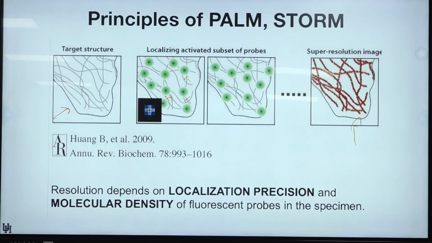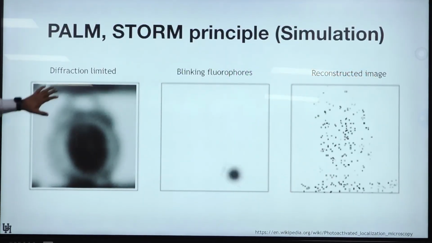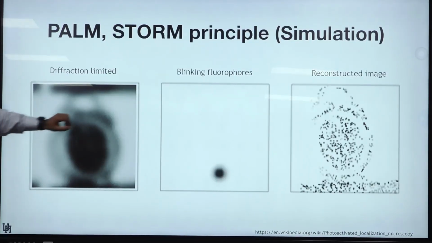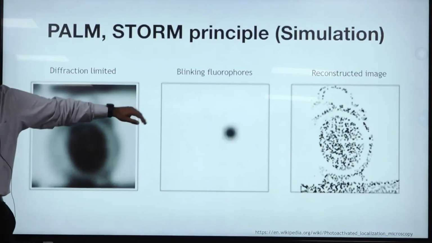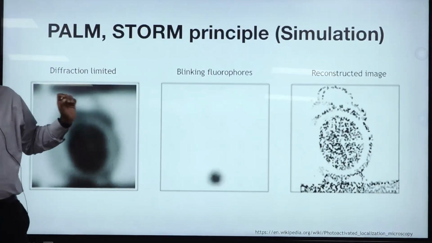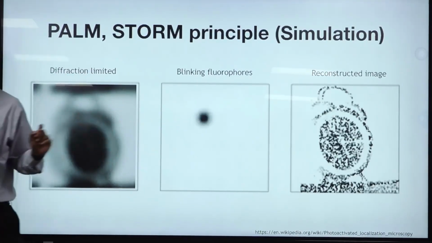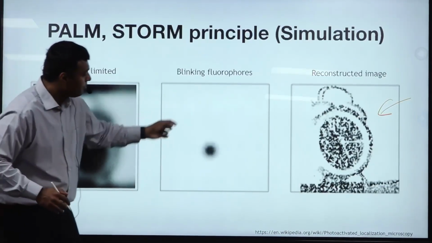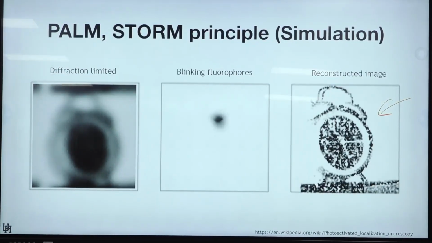Okay, so to show you graphically what that means, this is a pure simulation, but this is a blurry image, which is a diffraction limited image. Now there are these dots which are turning on and off all the time from each of the points inside the sample, and you find the center of these dots very precisely and put it in this image over here. As you keep accumulating the dots, you will get a much better and better image.